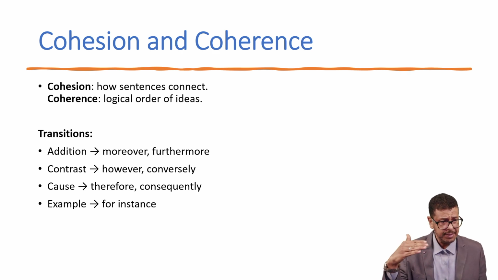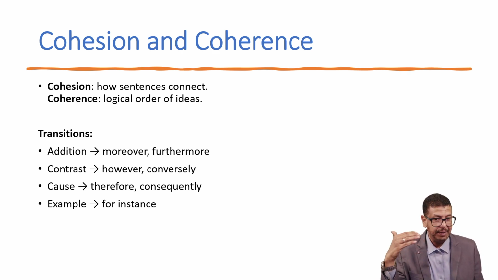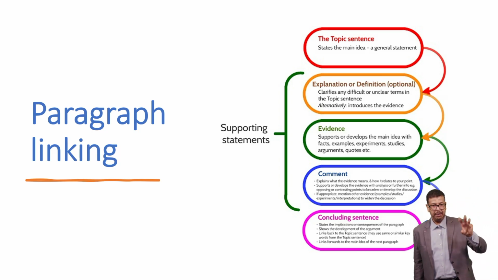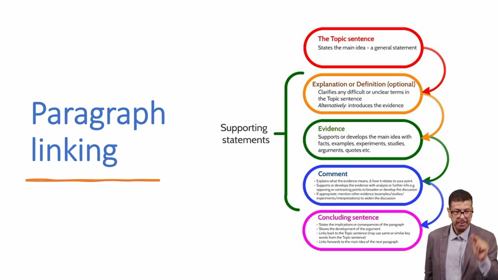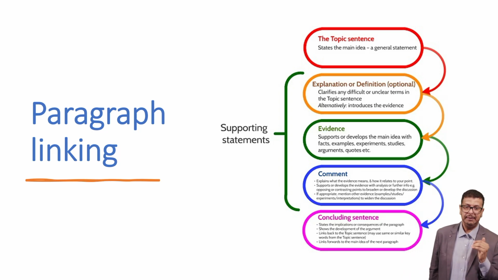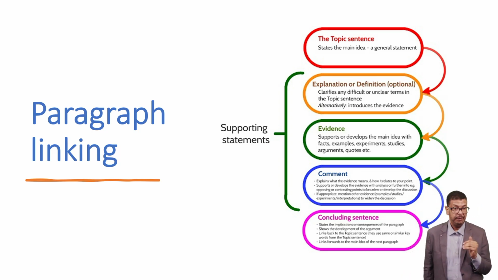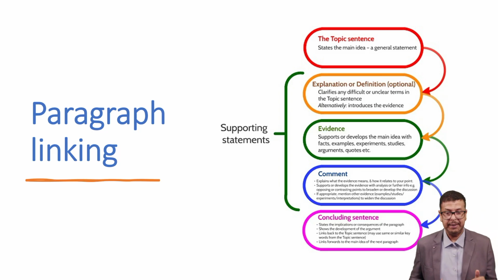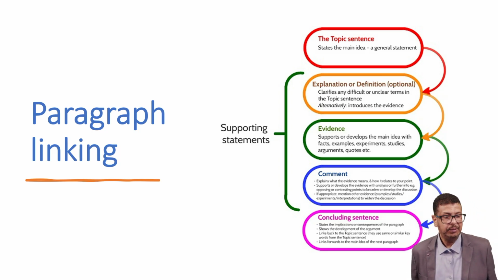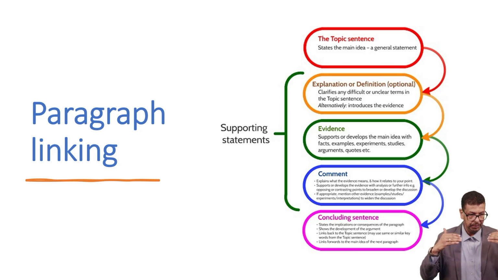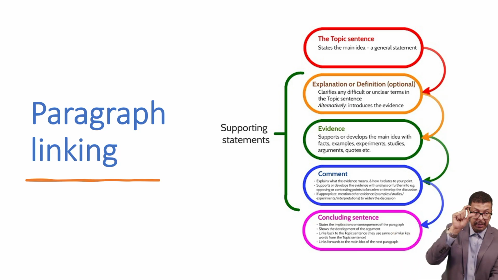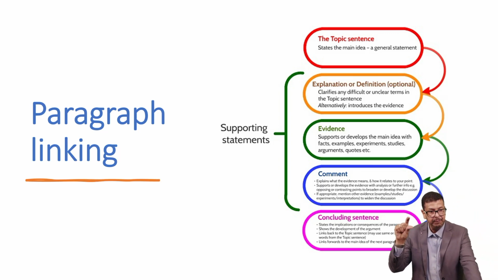The next slide describes linking paragraphs. For each paragraph, I should think about the topic sentence, the supporting sentences, and the concluding sentence. In the topic sentence, I state the main idea. In the supporting sentences, I can explain more with definitions, evidence, and comments, and in the concluding sentence, I should close the paragraph. This is a typical structure for each paragraph.